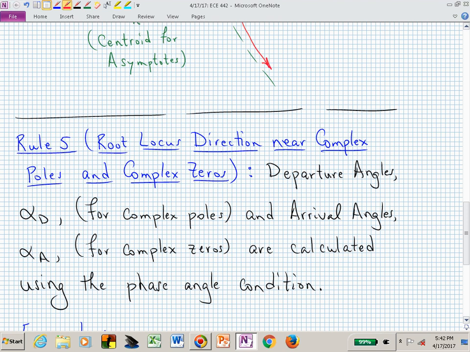Rule number 5 is concerned with the direction or the angle that the root locus leaves the poles or approaches the zeros. And they will then be called departure angles for the poles and arrival angles for the zeros. And we want to know, just to give us a feel for how the root locus is departing or approaching those poles and zeros respectively, what are the angles? And the angles, as always, are measured with a virtual horizontal line extending to the right.